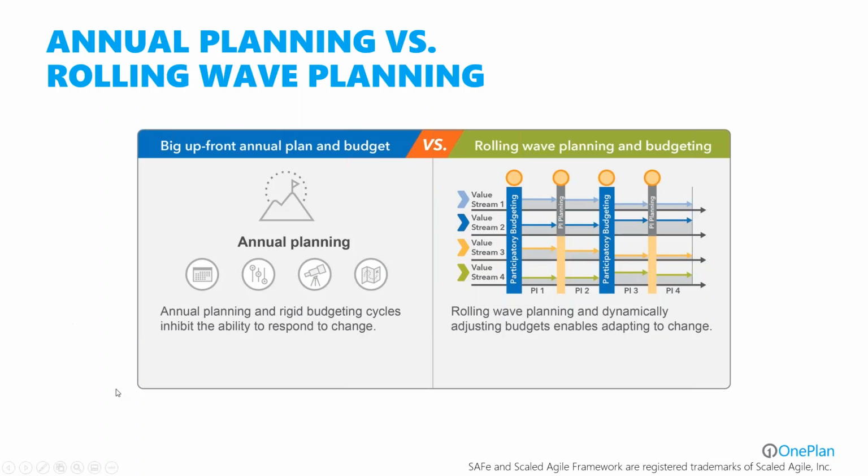Now what I mentioned, the 6 monthly cycle and then the quarterly cycle, these are things that you could actually implement anytime, really. You're not dependent on going full on with SAFe to be able to make those adjustments.